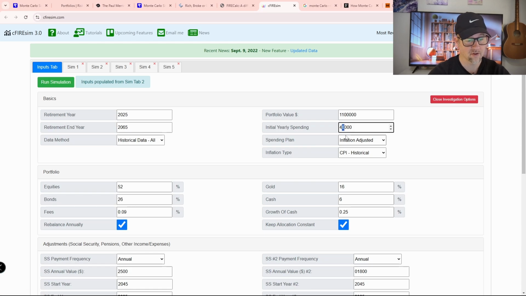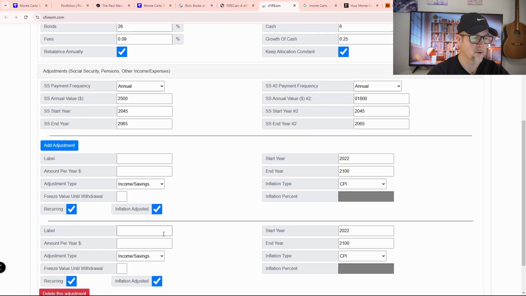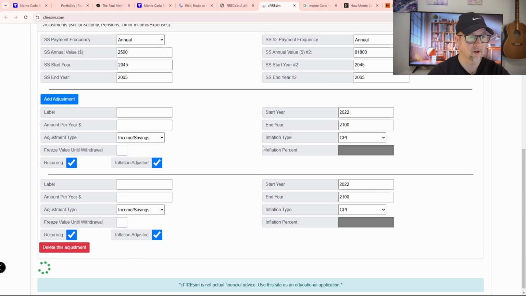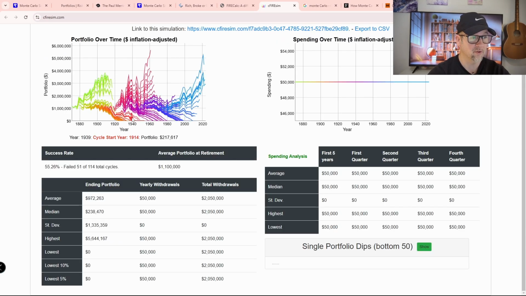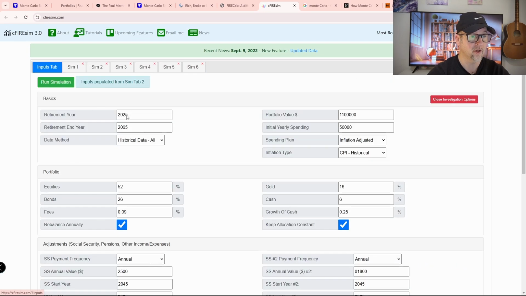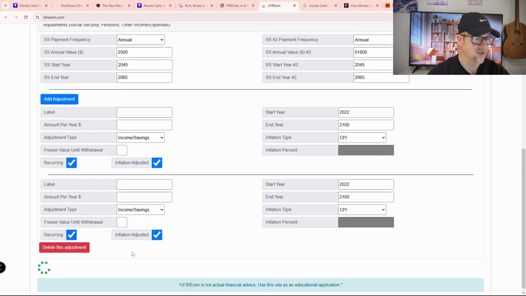Now let's say we change this to 50,000. What happens now after we do this? My guess is that's too much, and yet we see a lot of failure here. Almost 45% of the time we would fail with this because we're overspending. We're going way past that 4% rule. So we would have to have a little more money. If we wanted $50,000, we'd have to change this to, let's say, 1.4 million. Let's run the simulation.